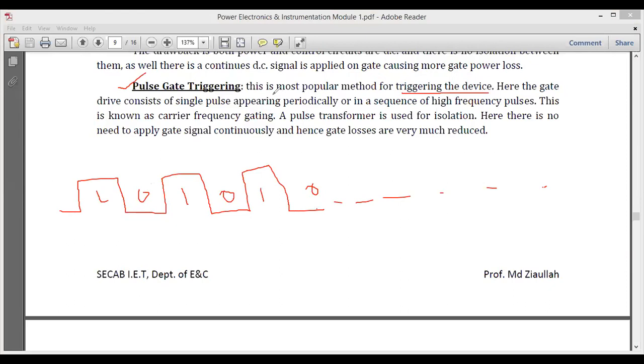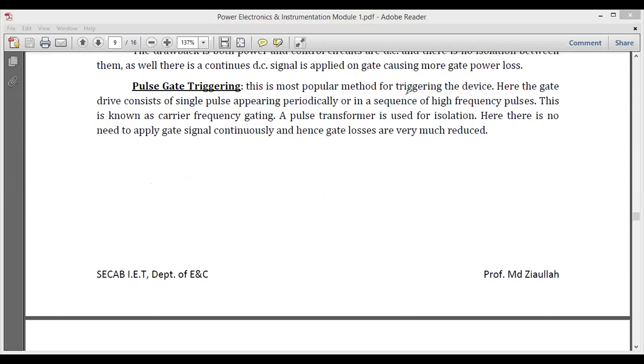Pulse triggering is the most popular method of triggering the device. Here the gate signal consists of a single pulse appearing periodically, because the on and off pulses are of the same size, so they appear periodically, or in a sequence of high frequency pulses. This is also known as carrier frequency gating. A pulse transformer is used for the isolation.